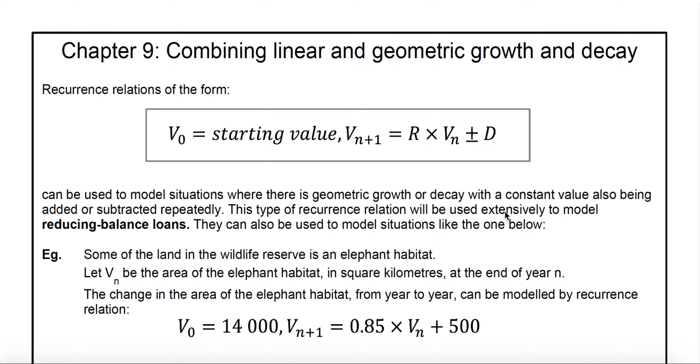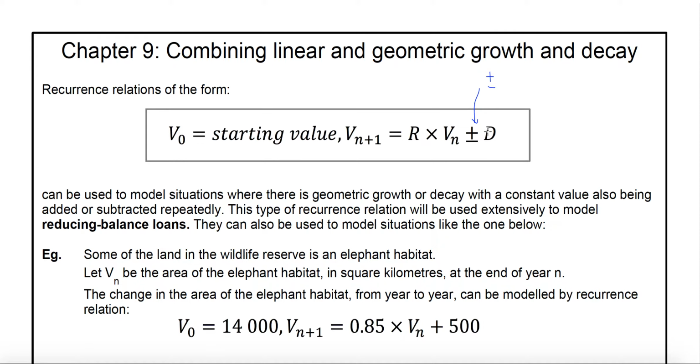But what you'll notice about these kind of recurrence relations is we have our capital R, which is our common ratio when we're talking about geometric terms, but we're actually mixing that with a D value, which is what we used for linear growth and decay. And you'll notice here that we've got an addition and a subtraction symbol together, which basically just means that we could add the D value or we could subtract it when we're combining linear and geometric growth.